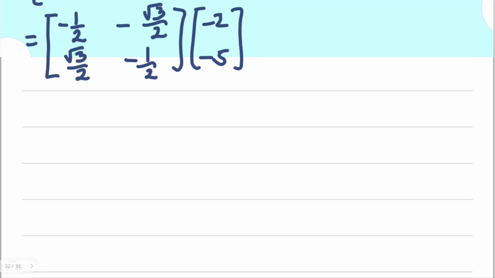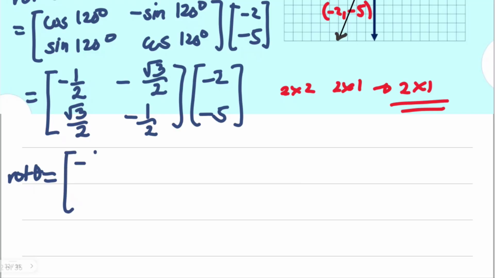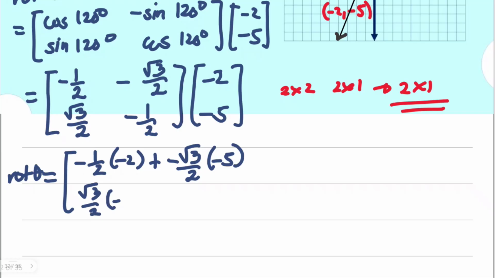Take note that if you're going to multiply two matrices, the product is defined: it's 2 by 2 times 2 by 1. So we are expecting a 2 by 1 result, which corresponds to the matrix form of a point. In this case, you will have negative 1/2 times negative 2 plus negative square root of 3 over 2 times negative 5. That's for the first component. For the second component, square root of 3 over 2 times negative 2 plus negative 1/2 times negative 5.